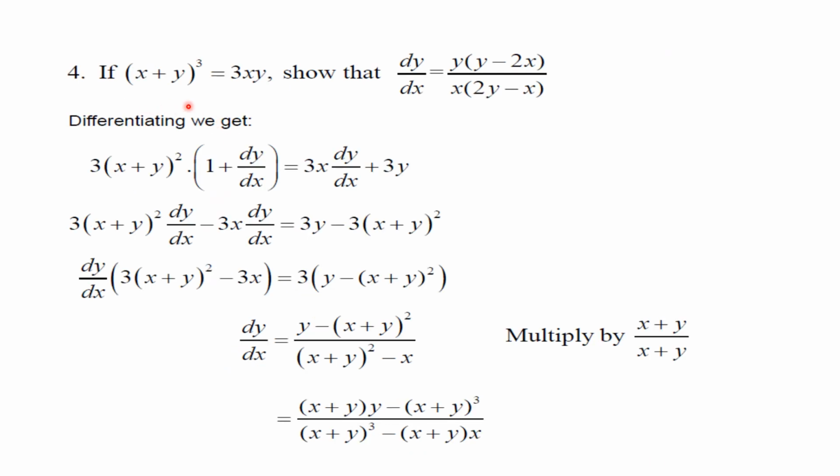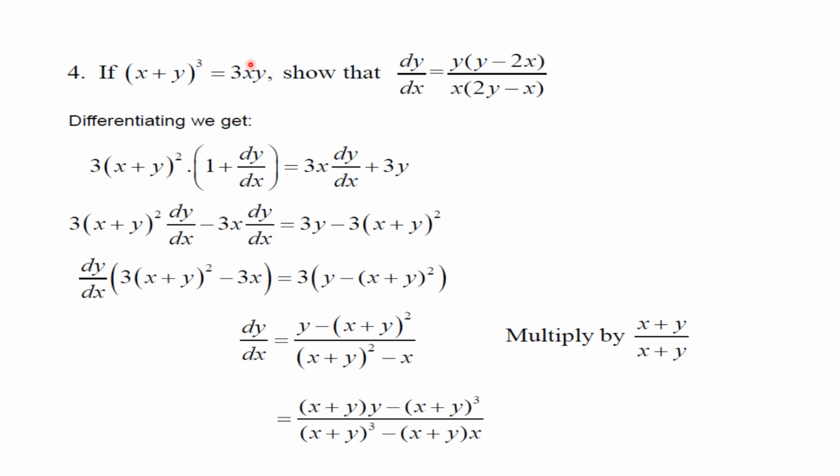If you're given such a question and you are required to prove this, you need to differentiate each term individually. There's the chain rule involved here and the product rule involved here. Please pay attention. So 3, you bring it in front, x plus y, 3 minus 1 is 2, and then you differentiate the content of the bracket. Differentiating x gives you 1, differentiating y gives you dy dx.